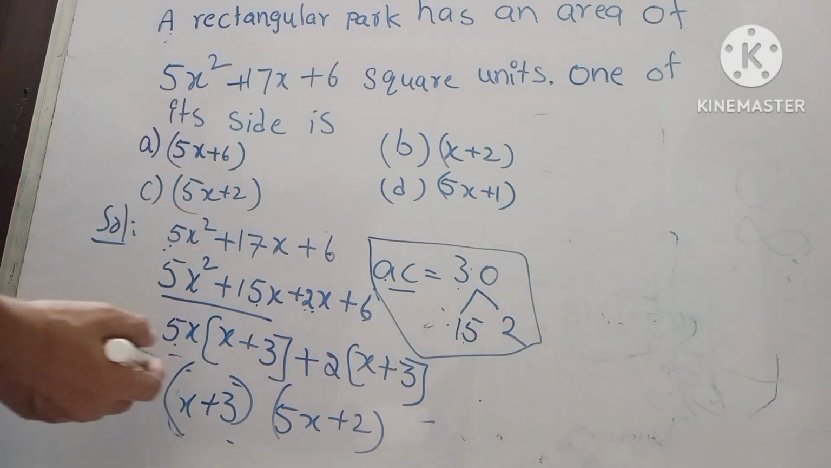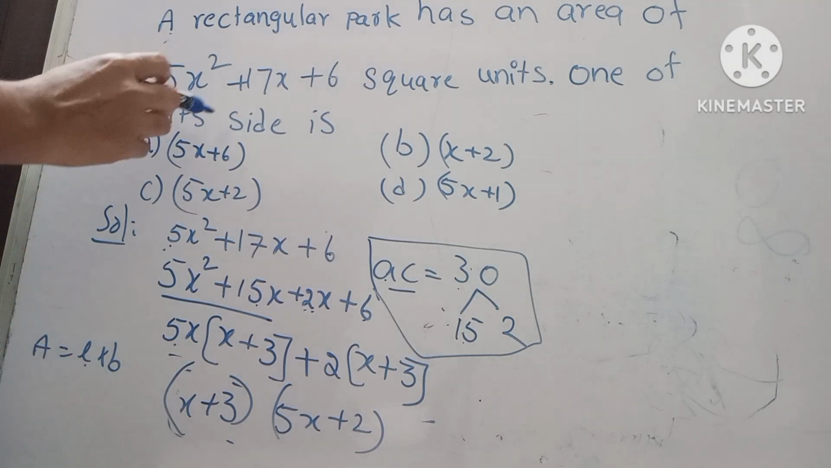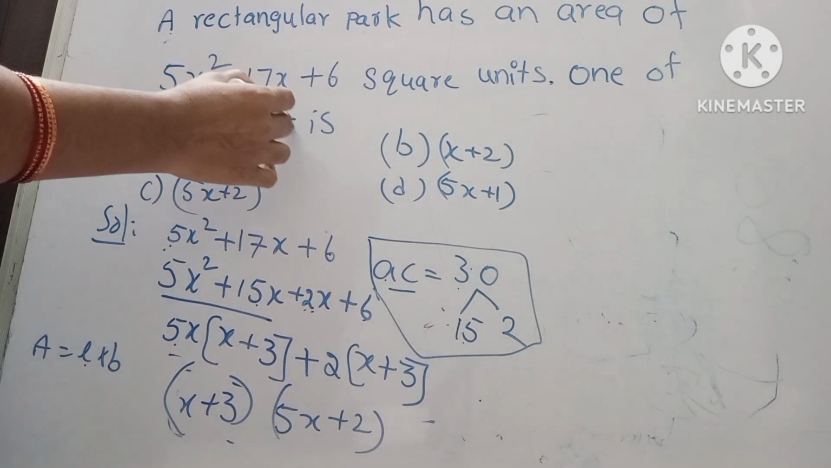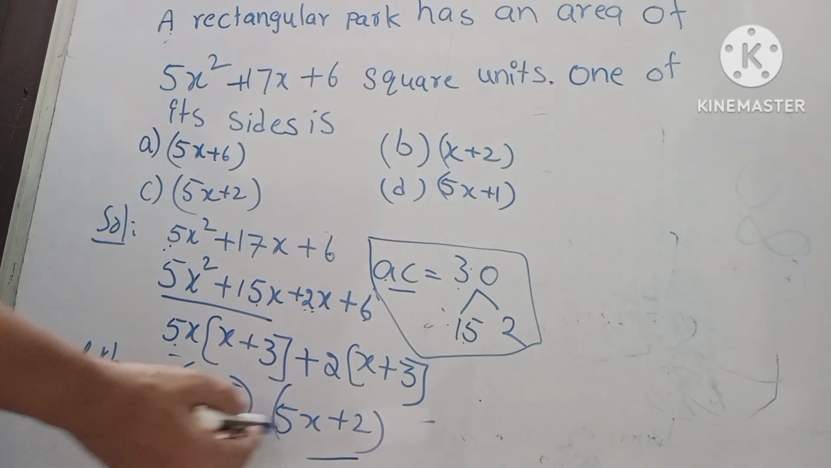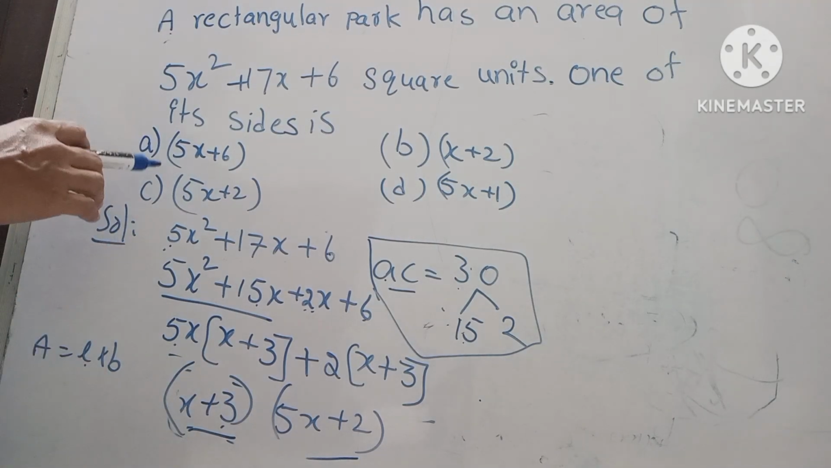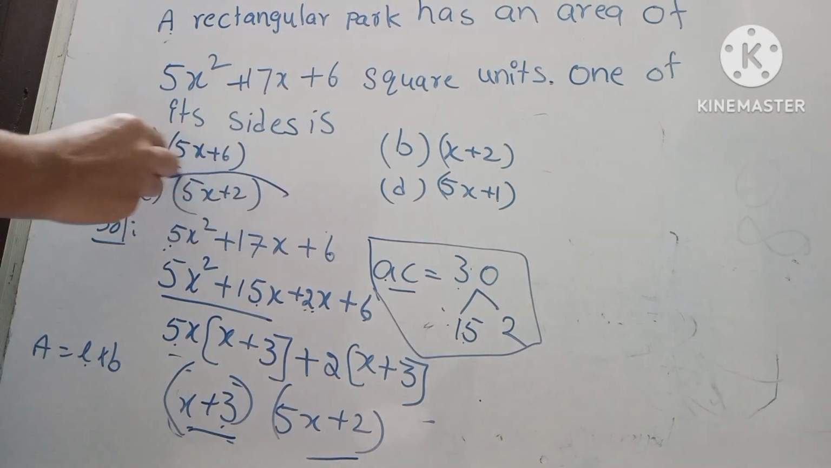What is the area of a rectangle? Area is nothing but length into breadth. Length is one side and breadth is the other side of the rectangle. The question is about one of its sides, so one of the two sides. Here we have two sides, which are x plus 3 and 5x plus 2. Which option is suitable? 5x plus 2. Is there 5x plus 2? Yes. C is the correct option. 5x plus 2 is one of its sides.